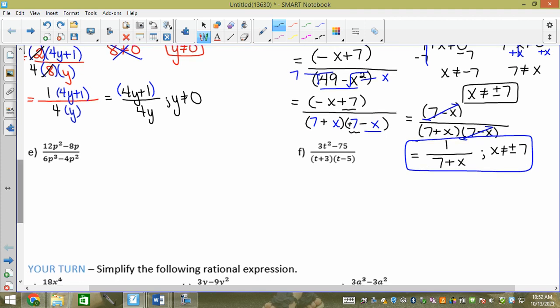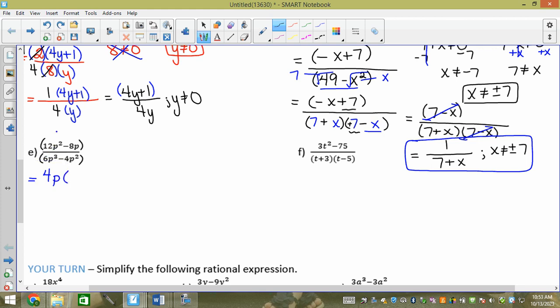E. I have a binomial and a binomial. Do they match in any way? What's the first thing I should see if I can do? What could I do to the numerator? Take out a 4 and a p, yeah. So we always check if in our numerators and our denominators we can take out GCFs. It's the very first step always. So in this numerator I can take out a 4 and a p.